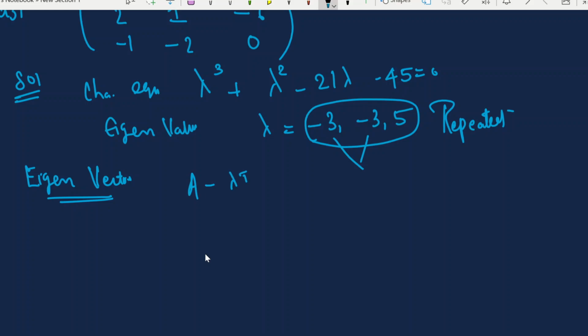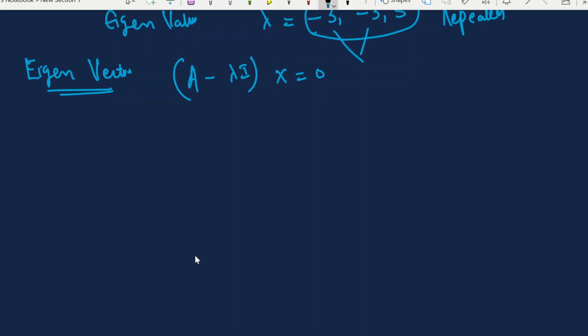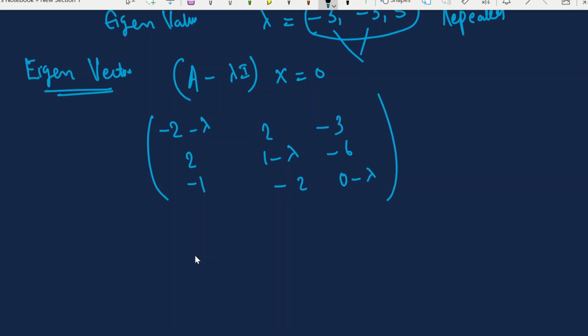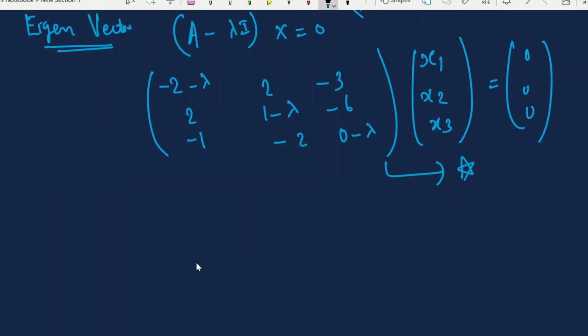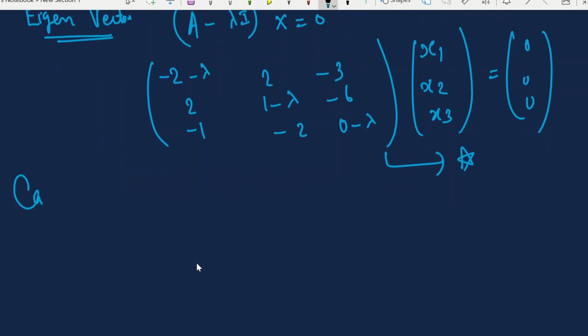A minus lambda I into x equals 0. So A minus lambda I is: minus 2 minus lambda, 2, minus 3; 2, 1 minus lambda, minus 6; minus 1, minus 2, 0 minus lambda; times x1, x2, x3 equals 0, 0, 0. This is my star.